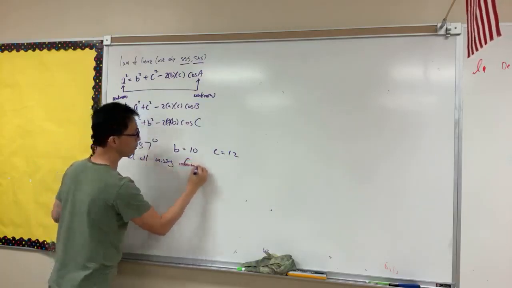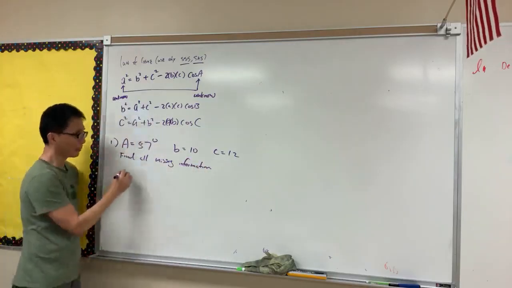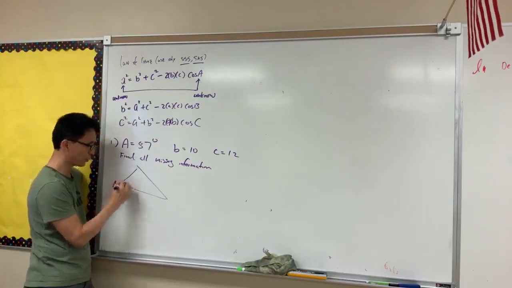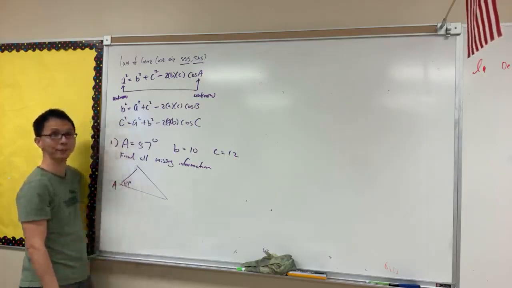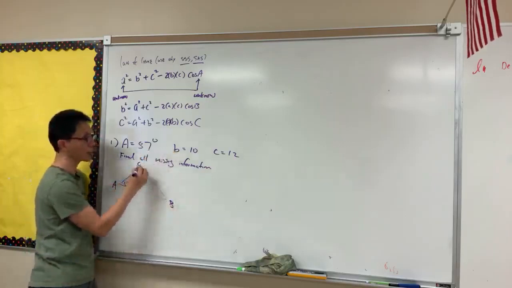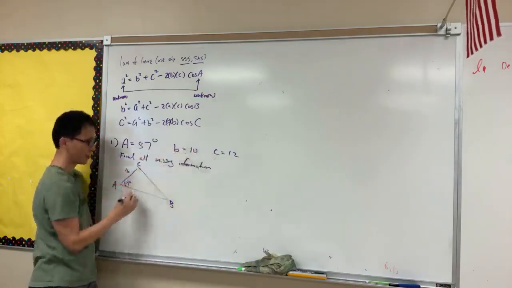I'm going to teach you how to do it first. I'm going to give you an example too, okay? So I'm going to draw a triangle, and I'm going to have an A is equal to 57 degrees. Am I going too fast? I'm going to assign this side as B, this side is C. Therefore, B is 10, and C is 12.